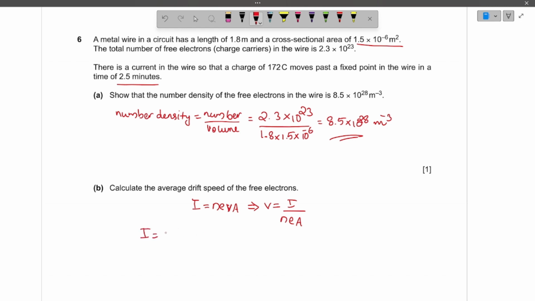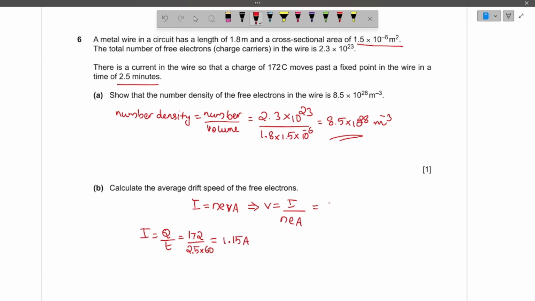I is basically current, is charge over time. So what is the charge value here? 172 is the charge, the amount of charge that is passed at the fixed point, and the time is also given, 2.5 minutes. But remember, current is the charge flown in 1 second, which means that you need to convert this minute into seconds. So you need to multiply it by 60. So the value you will be getting is 1.15 amperes.